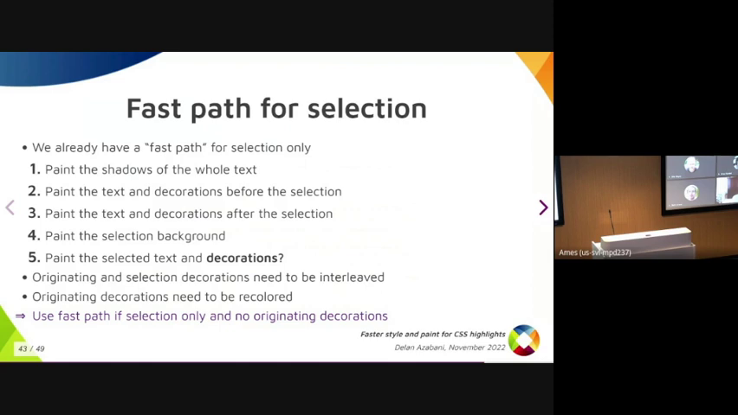But decorations are where this falls apart, because the originating decorations need to be combined and interleaved with any decorations that the selection adds in a particular way. And originating decorations also need to be recolored for legibility. As a result, we can only really use this fast path when there's a selection highlight without any originating decorations.